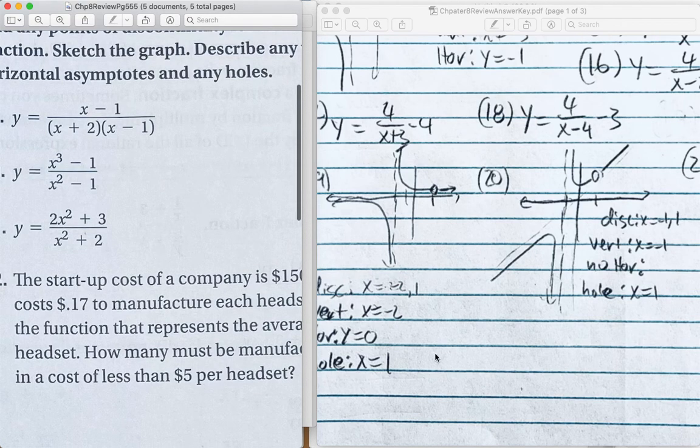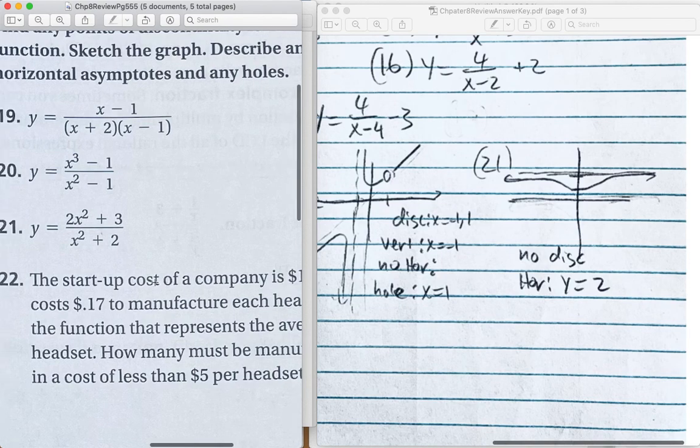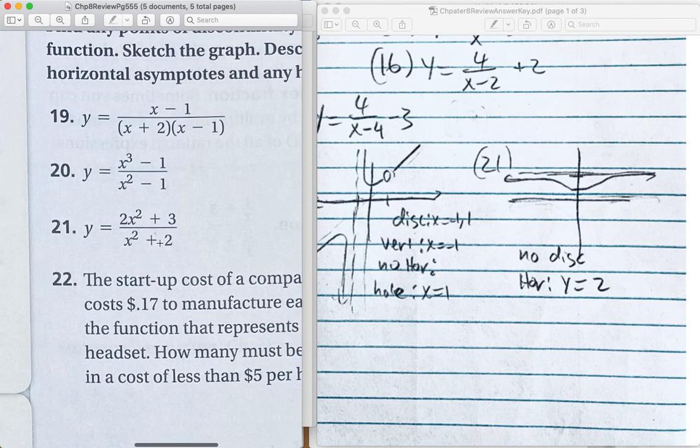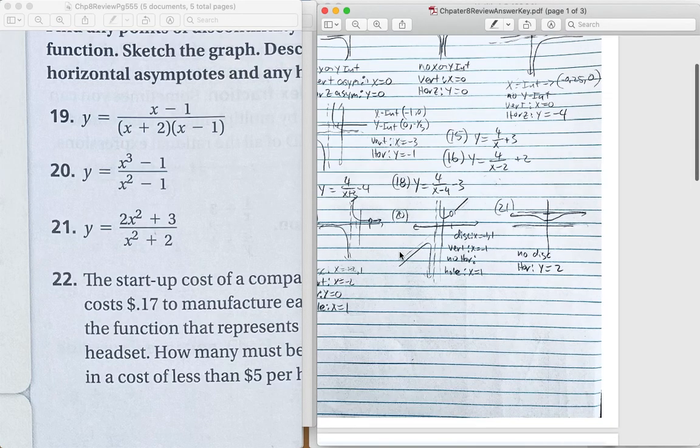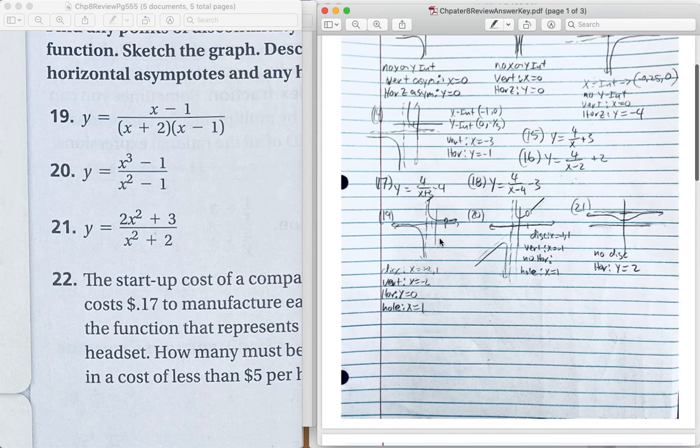Okay. Number 21, since it's x squared plus 2, there is nothing that can turn the denominator to 0, so we have no points of discontinuity. But we do have a horizontal asymptote at 2, and it would look like that. Most of the graphs that you'll be seeing on any type of test are going to look in this format, so I wouldn't worry too much about 20 and 21. Maybe 21, but not so much 20.